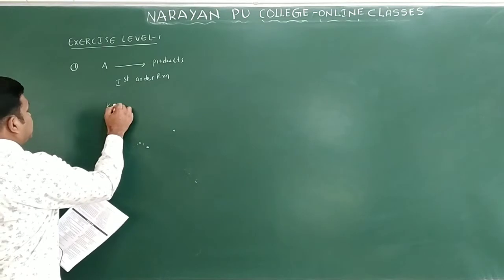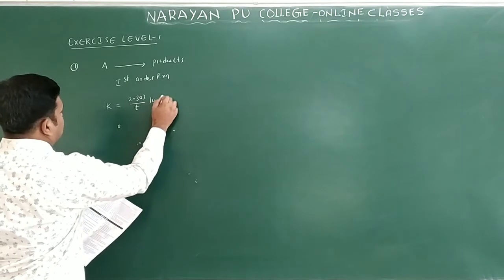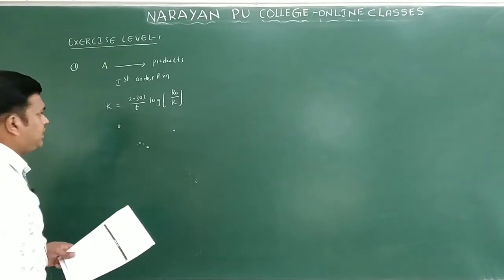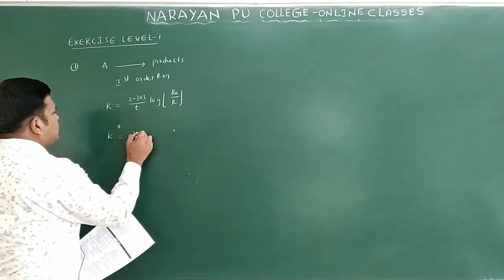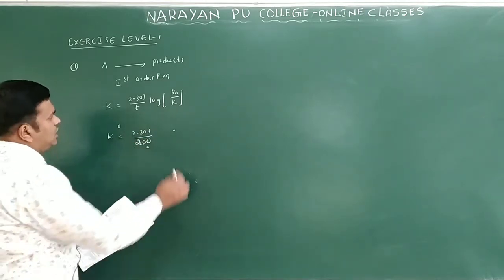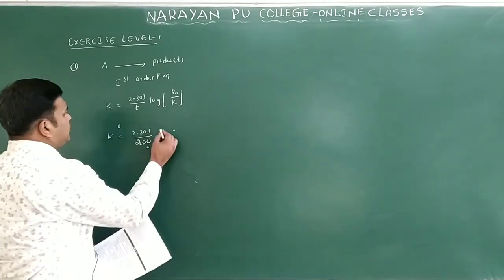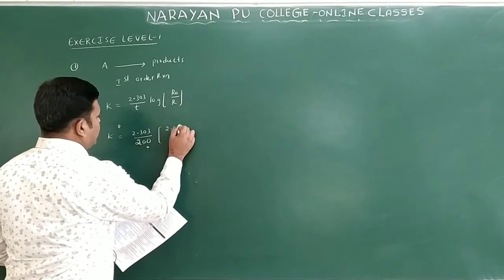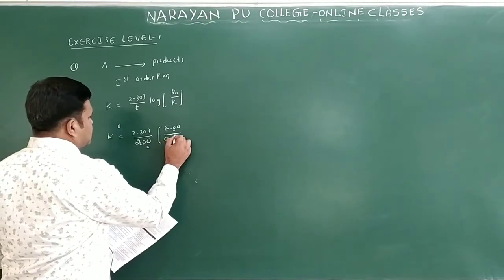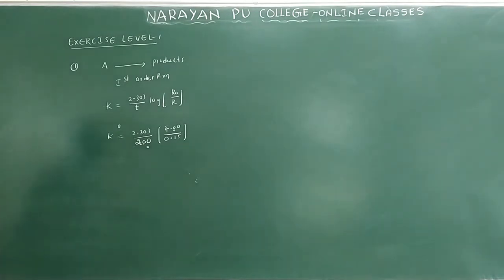You know, for a first order reaction K is equal to 2.303 by t into log of R naught by R, the initial concentration over the final concentration. So K is equal to 2.303 by the time, which is given as 200 minutes. In place of R naught you can take the concentration of A initially, that is 2.00, divided by the final concentration given here, 0.15. Clear? Now we will see the calculation part.